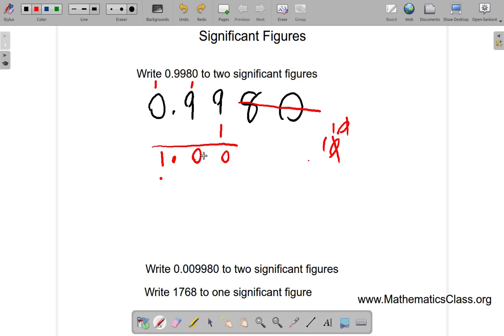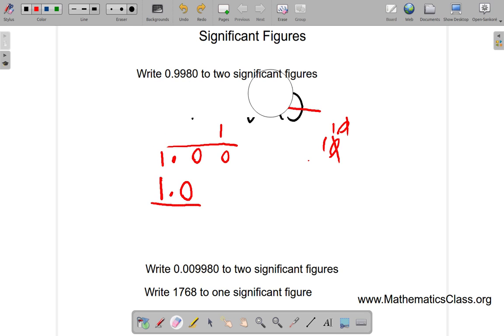Question: is this correct? Is it to two significant figures? Well, this is actually to two decimal places, but it's not to two significant figures. It is actually to 1, 2, 3 significant figures. So what do you do? You write this 1.0. This now is to two significant figures. So this is the answer. Alright, let's go to the next one.